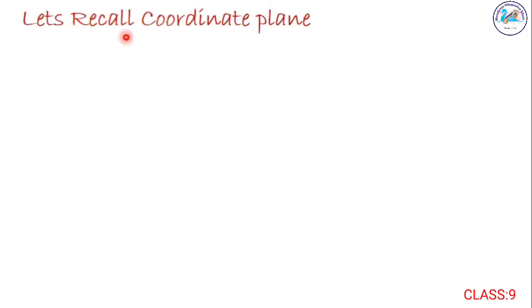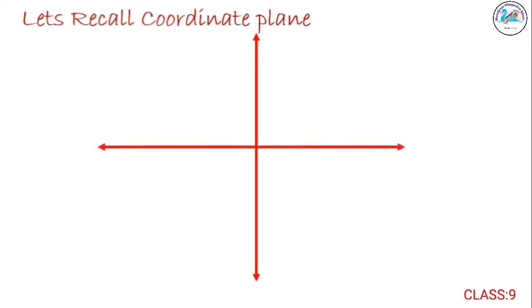Dear students, we have discussed coordinate geometry and how it is useful in our daily life. Now let us recall the coordinate plane, the topic which we studied in class 9, where we learned two axes, the x-axis and the y-axis. The horizontal one is called the x-axis and the vertical one is called the y-axis, and they meet at a particular point called the origin. Label it as O, capital letter O, and we know how to plot points on the axes.